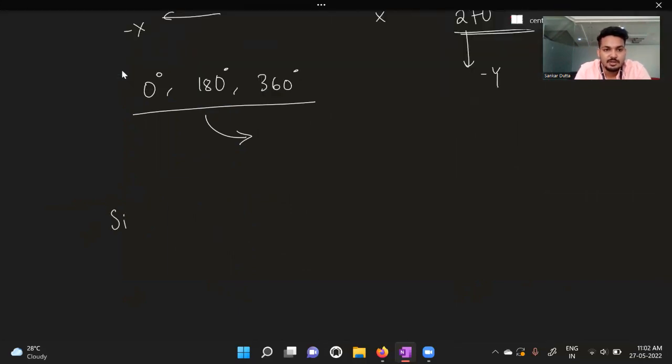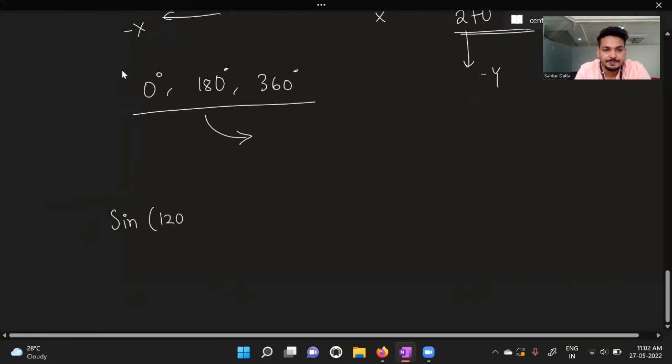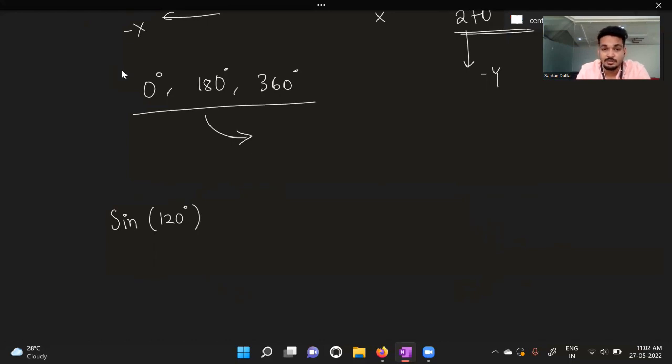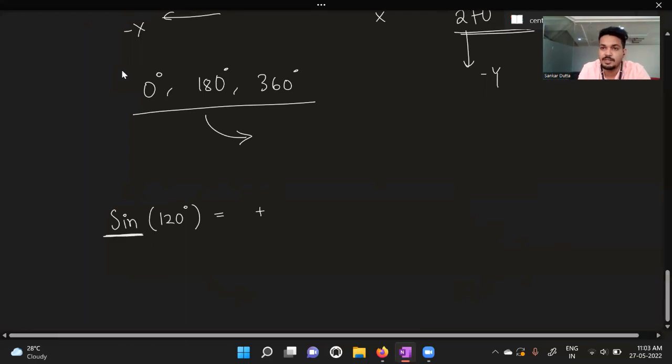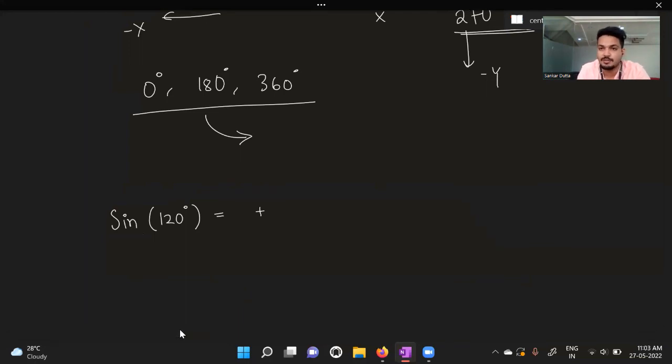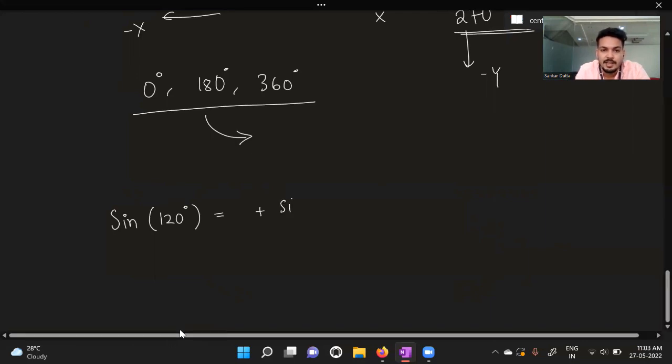So the question initially was sine of 120 degrees. So I know sine in the second quadrant, the first step was to identify the algebraic sign. So I know this answer is going to be a positive answer because 120 degrees is between 90 and 180. So I'm trying to find out the sine of 120. So that's why this is going to be a positive value, right? After that, I write sine of what? 90 plus 30.